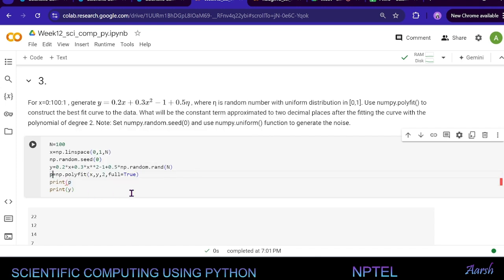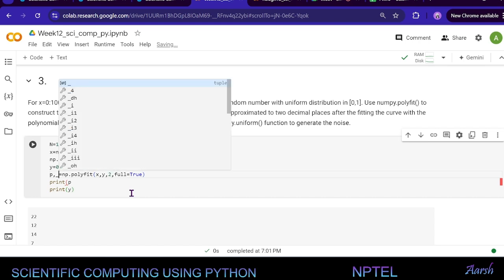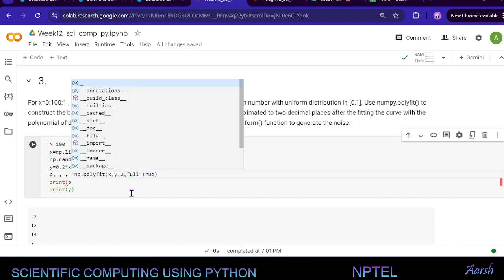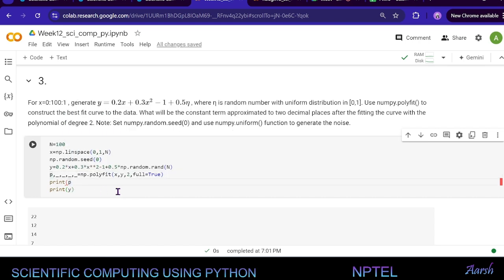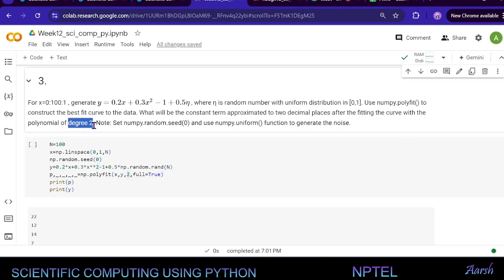Okay, so it has in fact 5 outputs, but we just want the coefficient. So the others are left blank, right? And then we can print p. So p will be the coefficients of x square, 10x, and then constant, right? It's a degree 2 polynomial. That's what we are asked to fit.